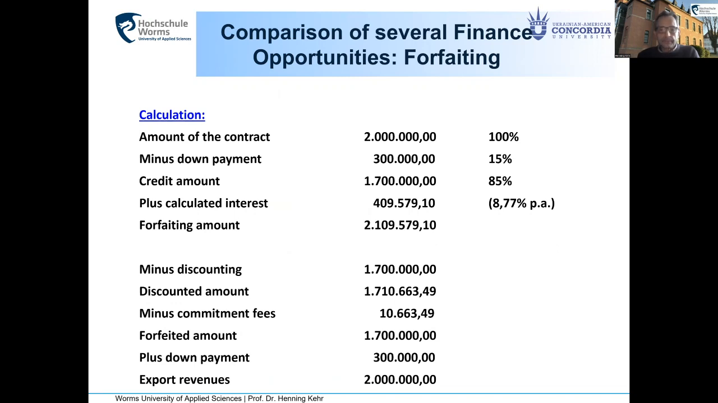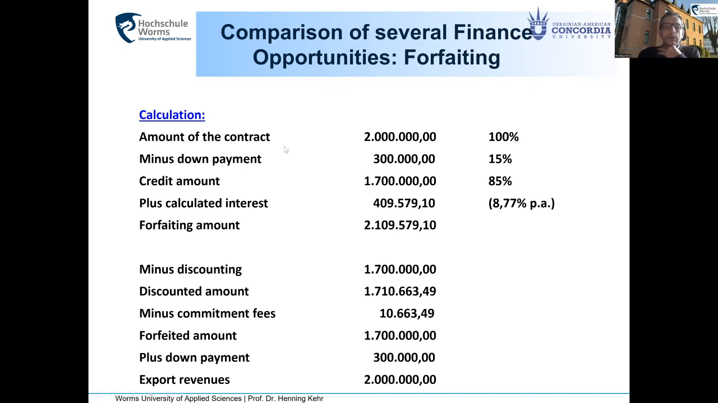Here is a calculation for such an example. So the discount of that is at 7%. So the bank is discounting 7% from the amount of the contract. Here, in that special case, we had also a down payment and so on. I will explain.